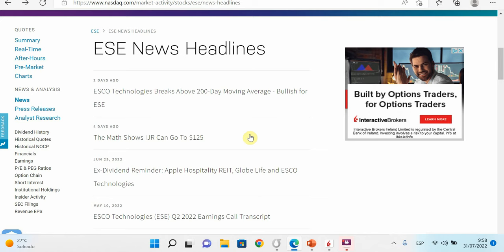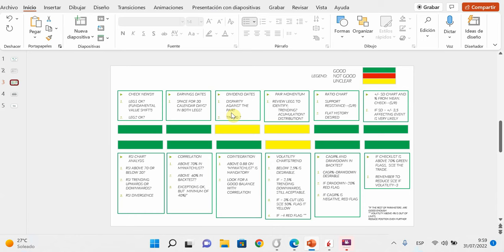In any case, to be coherent with all our narrative, we are going to mark that with a yellow. So dividend dates is a yellow. Related to earnings dates, what we have is that MKSI is announcing earnings on the 27th of July. So that gives us 27 days of trading, which we consider slightly tight, but still enough. ESCO earnings already happened on the 9th of June, so we mark this box with a green.